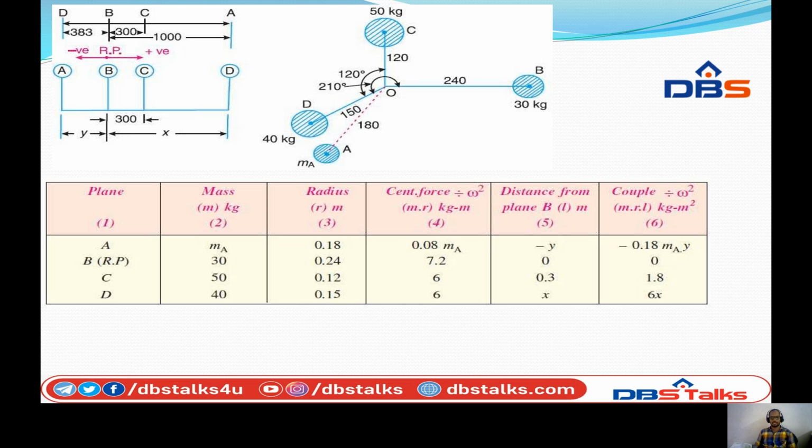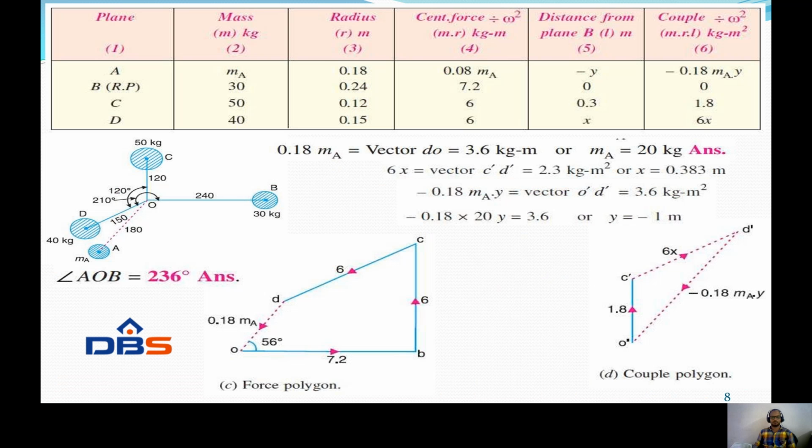Based on the couple, we need to draw the diagram. Based on the force and the couple, we need to take up the couple diagram and force diagram. So we just copied the table here, and then we draw the couple polygon. So how to go for the couple polygon diagram? For the couple polygon diagram, A we don't know, that is a negative value, and also that is a value of Y only. So Y we need to find out.